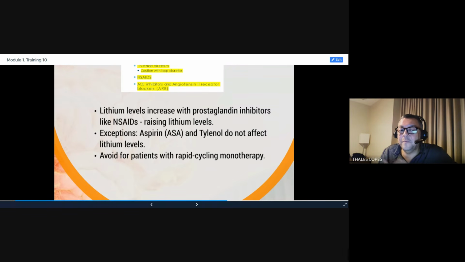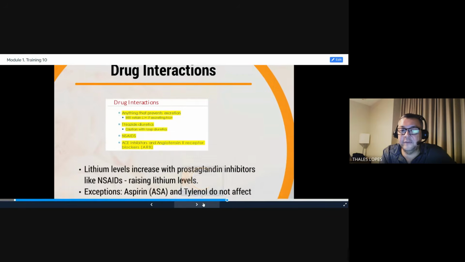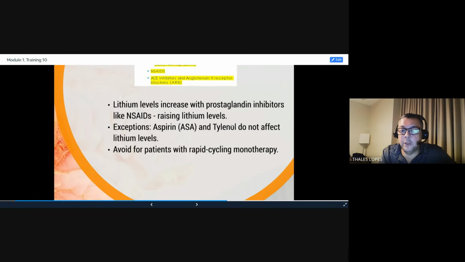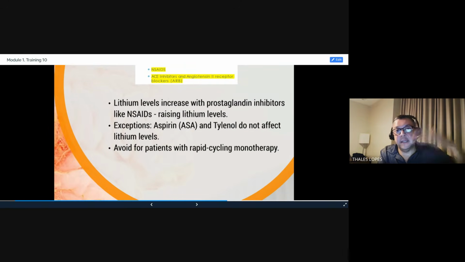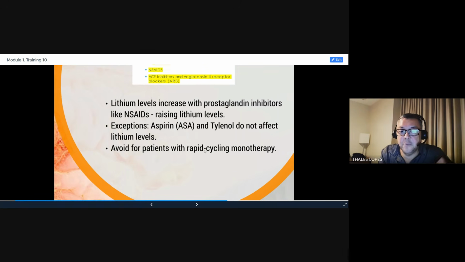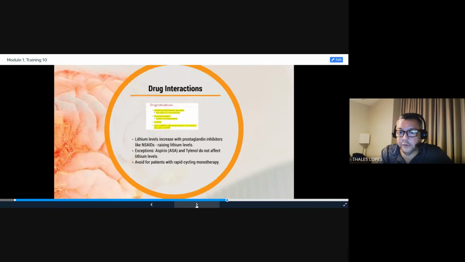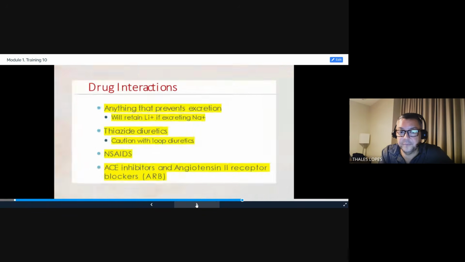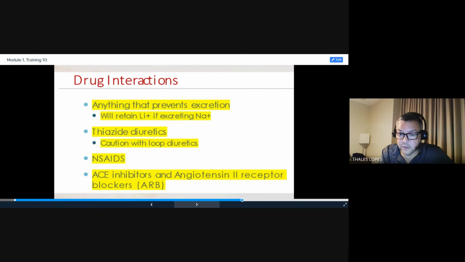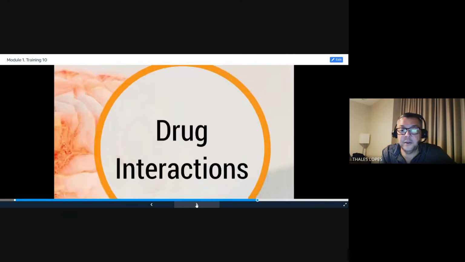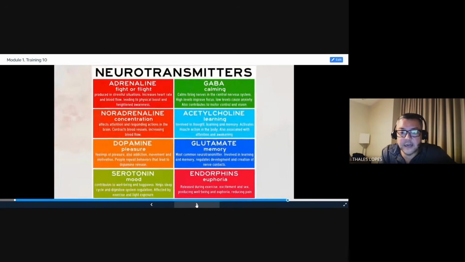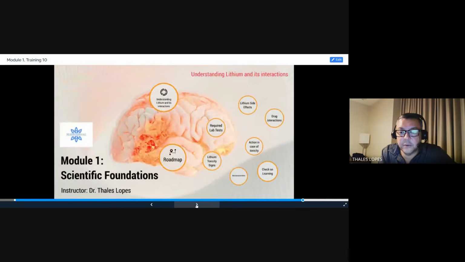And avoid lithium as the monotherapy for patients with rapid cycling, because lithium is just not effective for bipolar rapid cycling, meaning changing of the mood rapidly throughout the years. That will be Depakote, the drug of choice as monotherapy. Please remember these drugs and how they interact with lithium. Again, we kind of went over this, just a reminder.